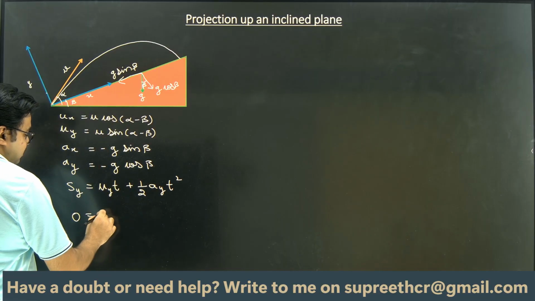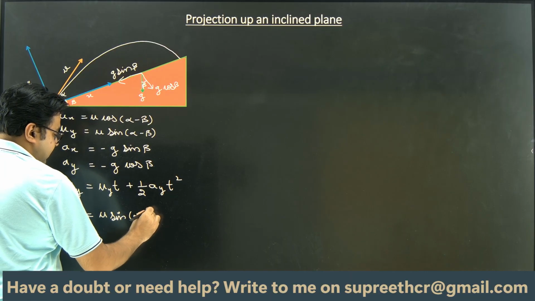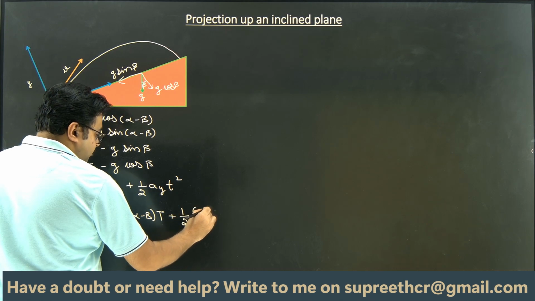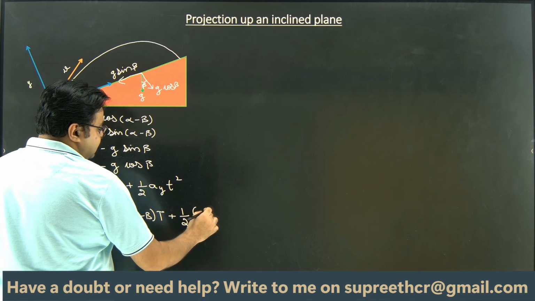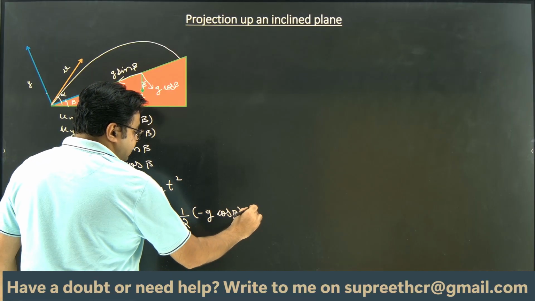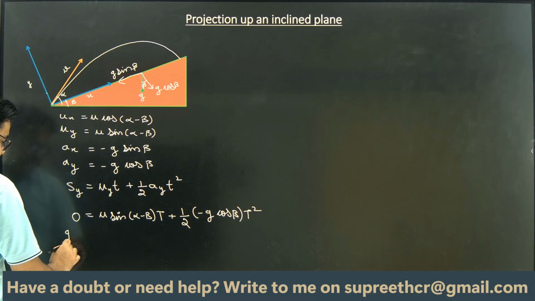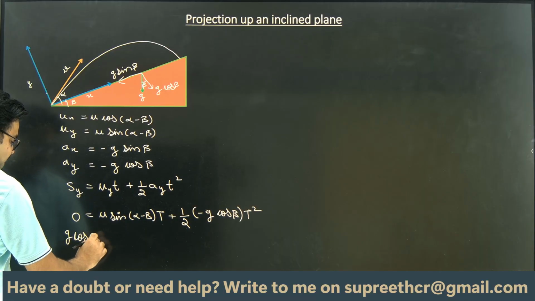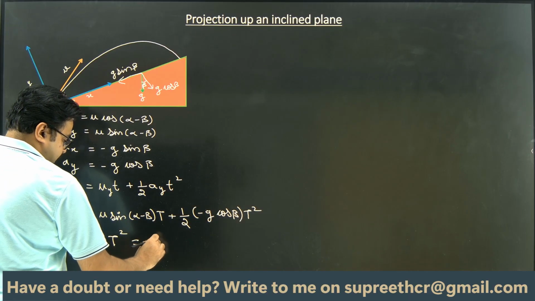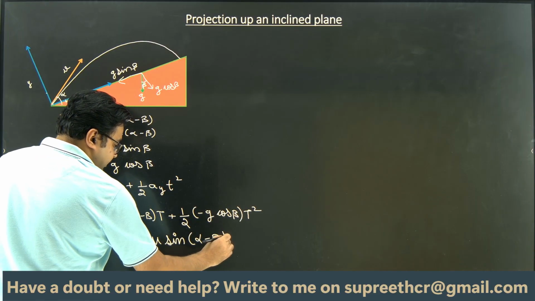So u_y is u sine of (alpha minus beta) multiplied by capital T plus half into minus... Along the y-axis, the acceleration is minus g cos beta multiplied by t square. Let's transfer the term here. What do you get? You get g cos beta divided by 2 into t square becomes equal to u sine (alpha minus beta) into t.